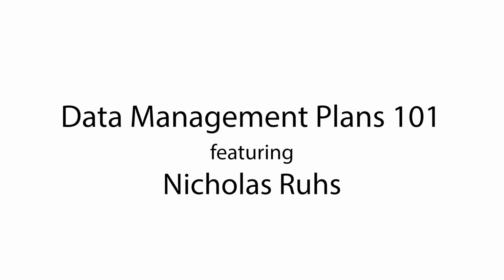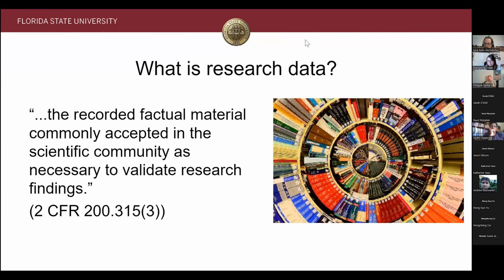So, I first want to start off by talking about what we mean by research data. And research data is widely varied. It can often vary depending on what discipline that you're in, what area of research that you're doing. For today's presentation, we'll be using this definition from the Code of Federal Regulations, since we'll be talking a lot about data management policy, much of the impetus of which comes from federal funders and funding agencies.